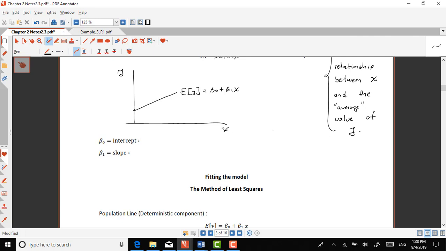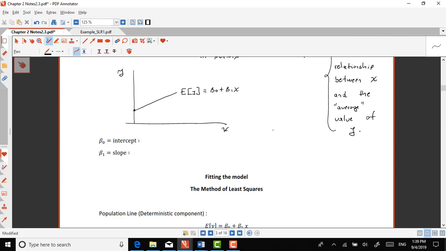But in the context of regression, I'm going to give you the interpretation. In the context of regression, beta naught, the intercept, is the average value of y when x is equal to 0. It's the average value of y because, going back to the interpretation of regression analysis, it's not the same as a line, because we have this random component. The regression we're estimating is a relationship that relates the values of x to the average value of y.